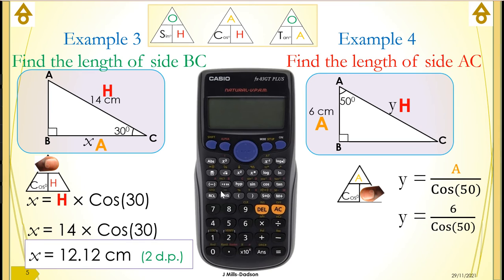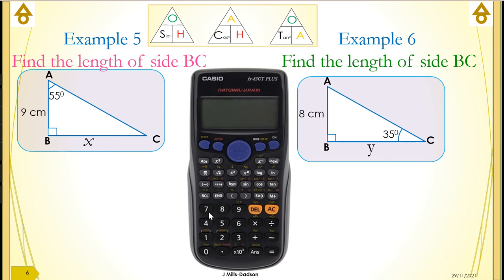To do that, press the division button, which is this. At the top, key in 6, use the cursor, bring it down, type cos 50, close the bracket, hit the equal sign. Then you approximate your answer, 9.33 centimeters. So I'd recommend you have this kind of Casio calculator. It's very, very good.